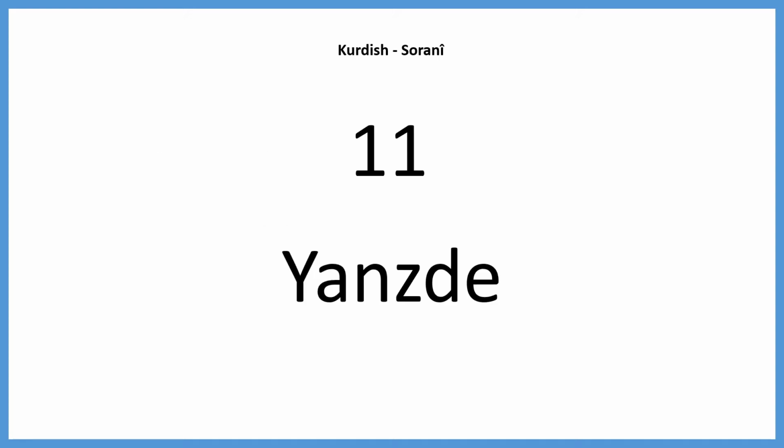The numbers from 11 to 19 are quite simple. Each of these have the number 10, De, as the suffix, so at the end of the word. For example, the number 11 would have Yans, representing Yek, the number 1, followed by the suffix De. So, 11 would be Yans De.